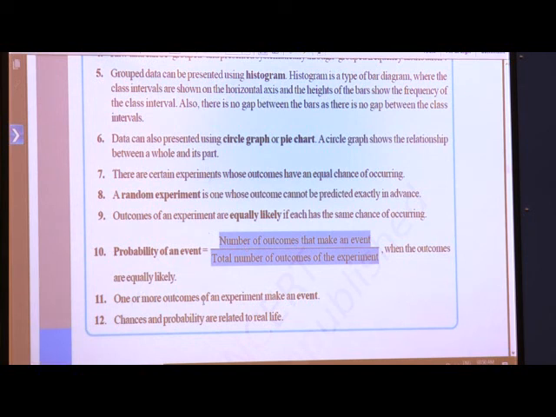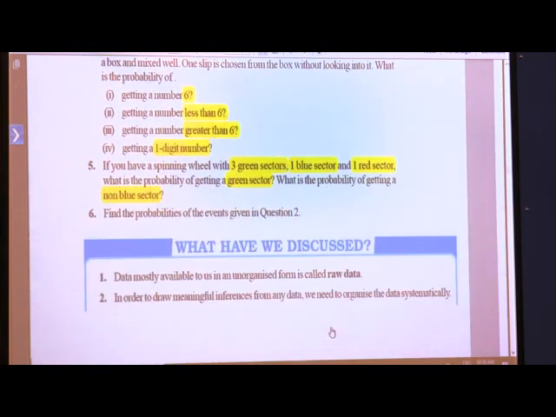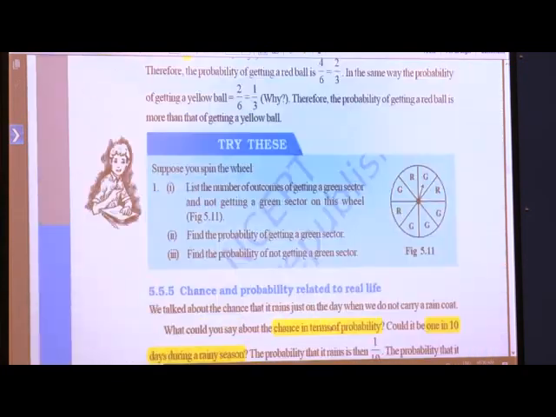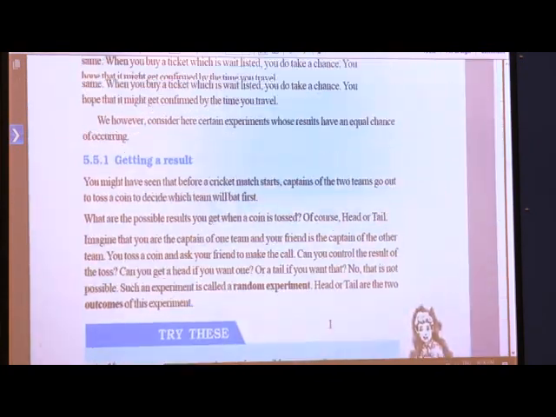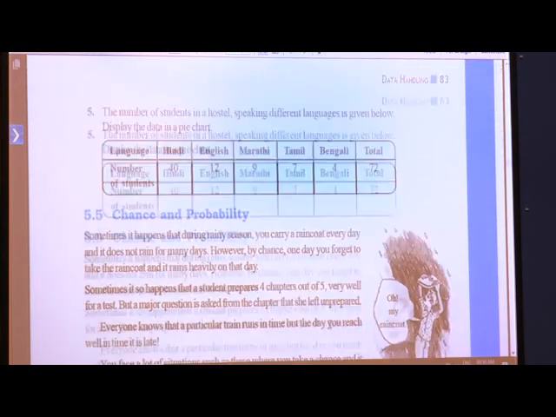One or more outcomes of an experiment make an event. Chances and probability are related to real life. These are real life things, chances and probabilities. So, these are the things that we had studied. Now, we shall move to the last question of our previous exercise.